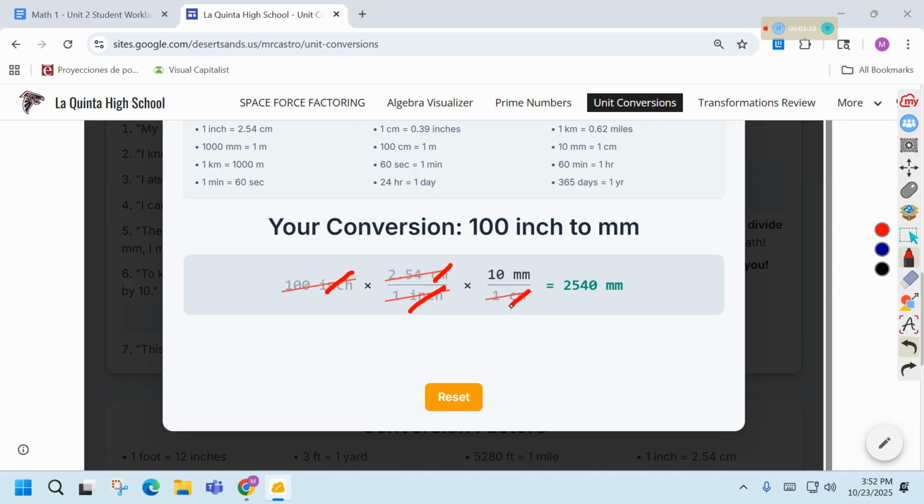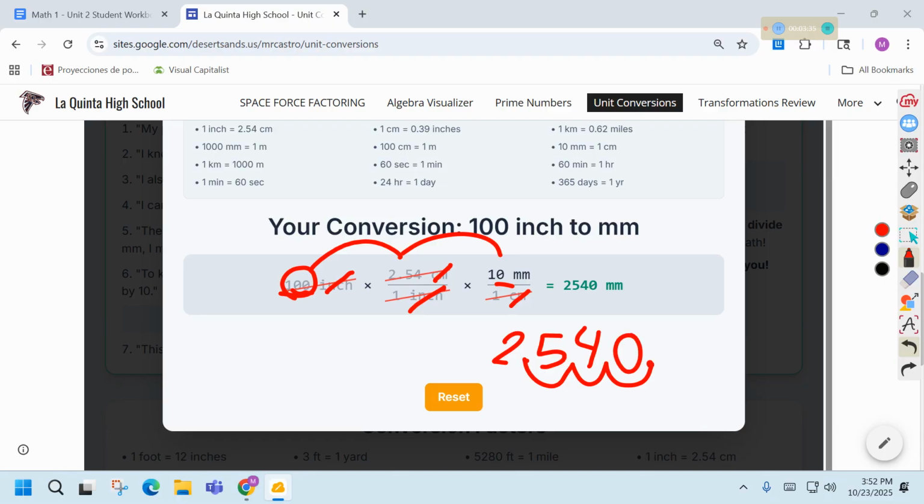But this really is 100 times 254 times 10, right? So think about it. I have to move the decimal twice because there's two zeros, and then I got to move it a third time. And so think about it. If I have 2.54 and move the decimal 3 times, then we'll have that value, right?